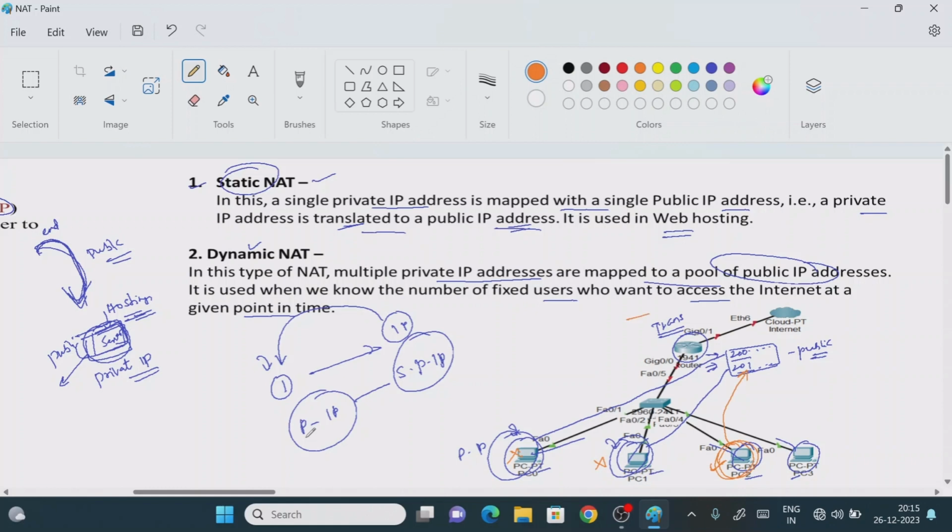It means that by purchasing some public IP addresses, whichever machine we want, we can map to them. Remember that if you have 2 public IPs, you cannot map them to 4 systems; at a time you can map only 2, right? So this is what we call dynamic NAT. The problem here is that if all 4 systems want to communicate with the internet, it is not possible, because we have only 2 public IP addresses.